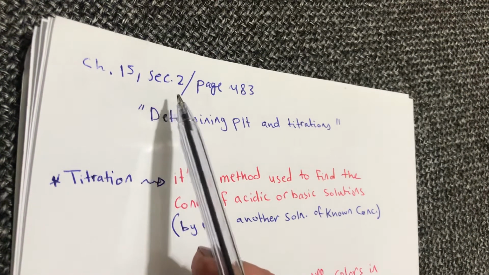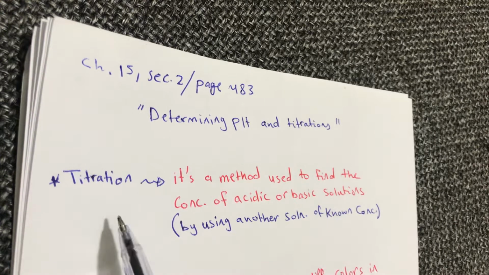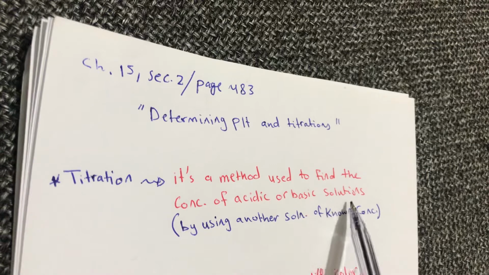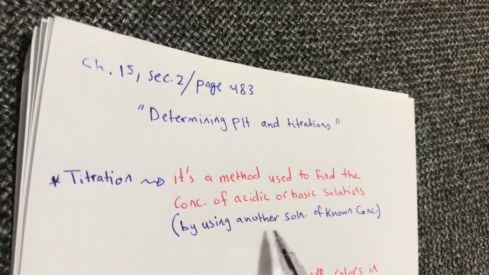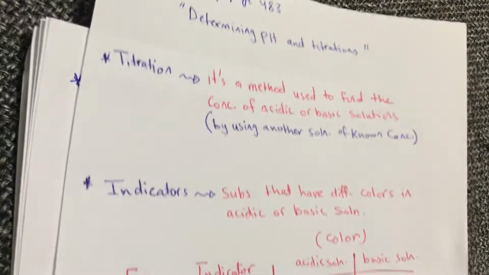Chapter 15, Section 2, Determining pH and Titration. Titration is a method used to find the concentration of acidic or basic solutions by using another solution of known concentration. So if you have any solution with unknown concentration, you can calculate the concentration for it using the titration method.